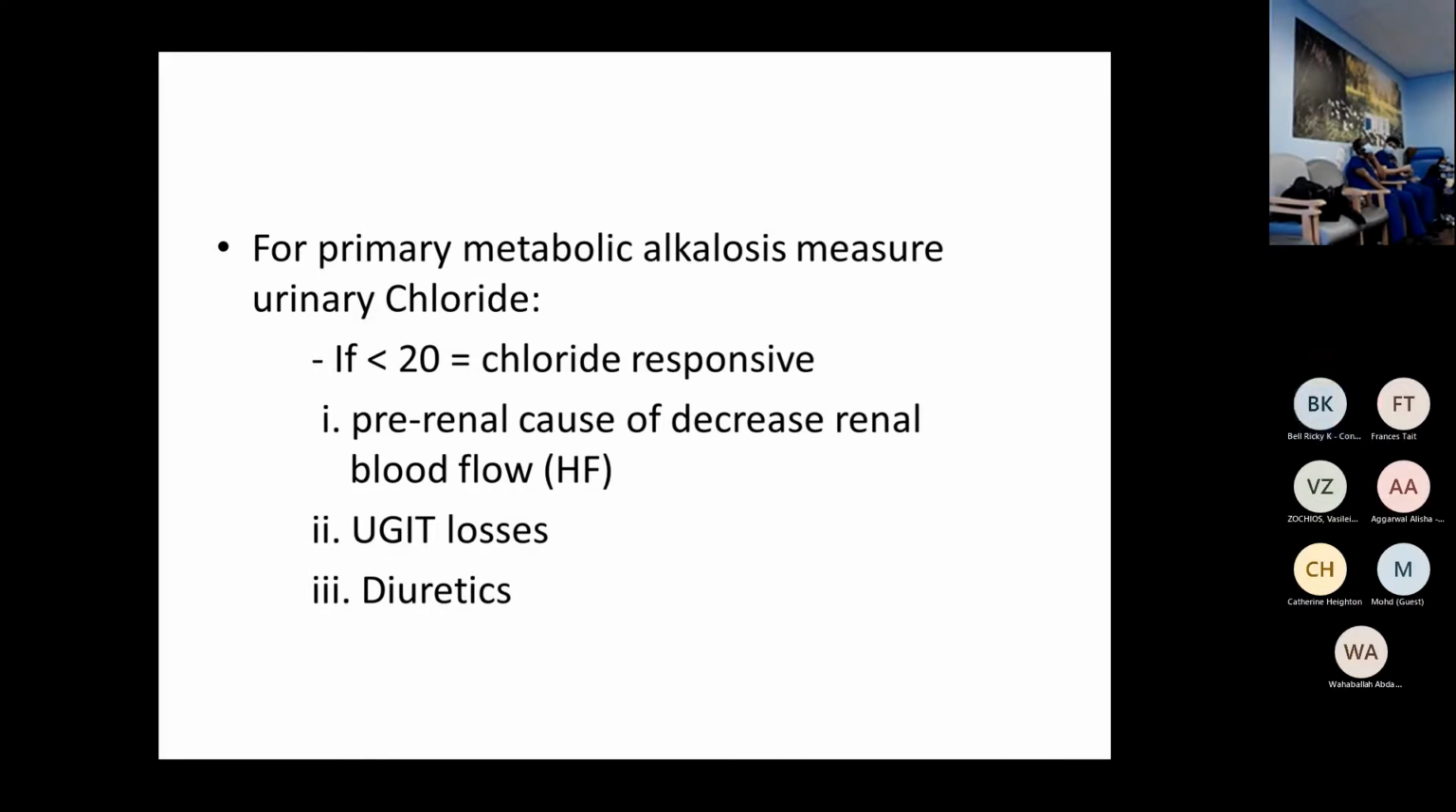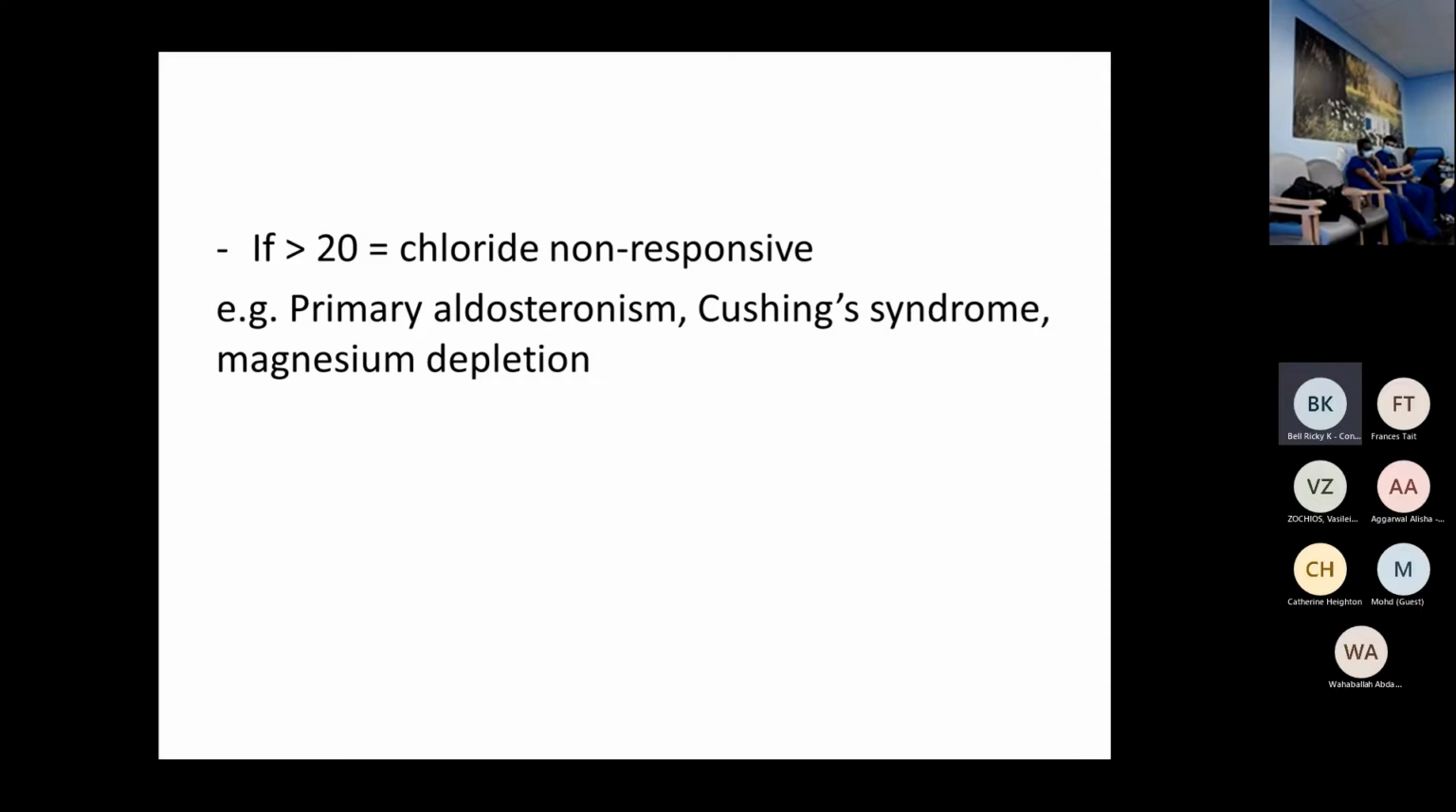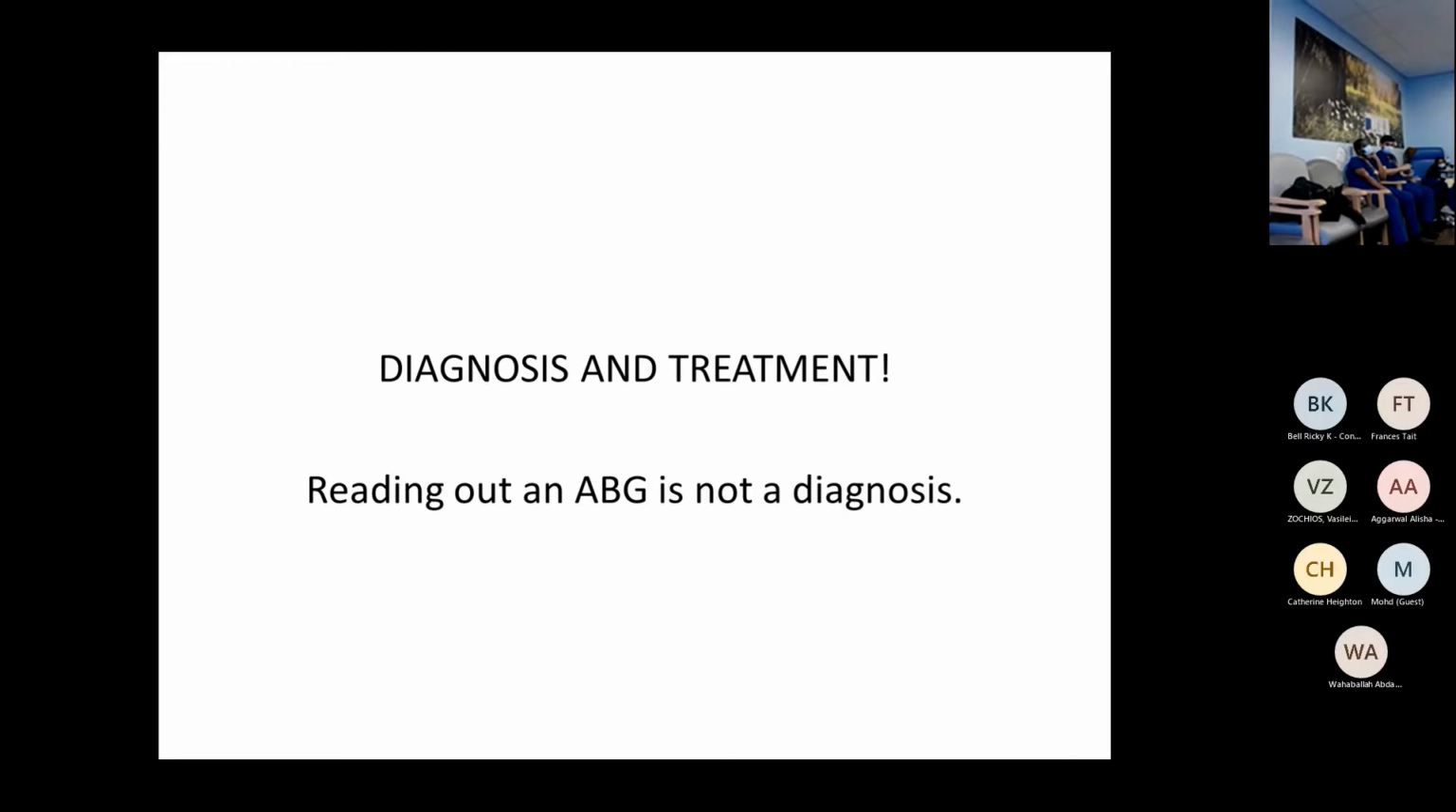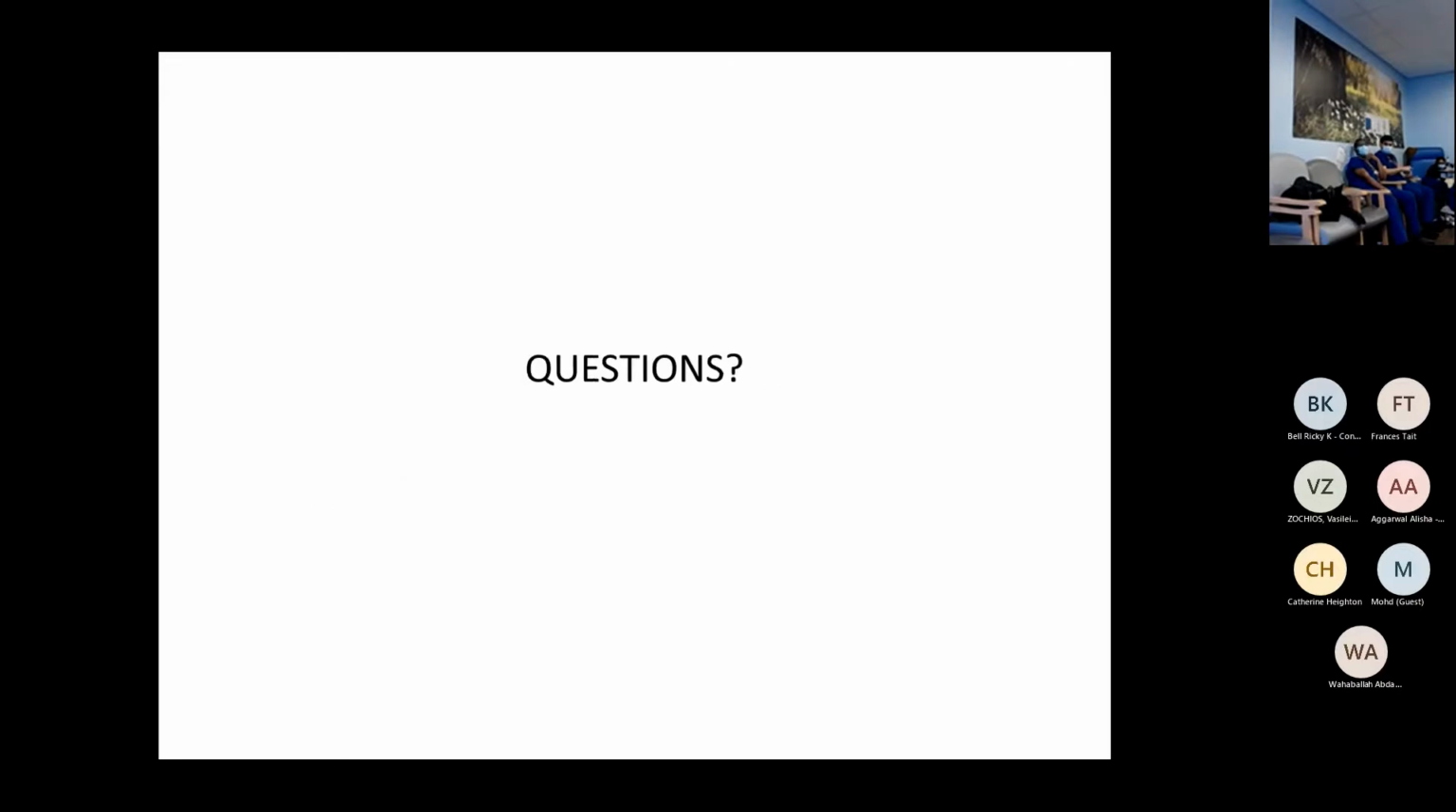And the unresponsive ones have a urinary chloride of greater than 20. The only examples I could come up with are endocrine causes. And for some reason, I didn't look into the biochemistry, but significant magnesium depletion in isolation can give you a metabolic alkalosis, which is non-chloride responsive. Don't ask me why though. I quite understand that. I'll dig into it. There must be a reason.